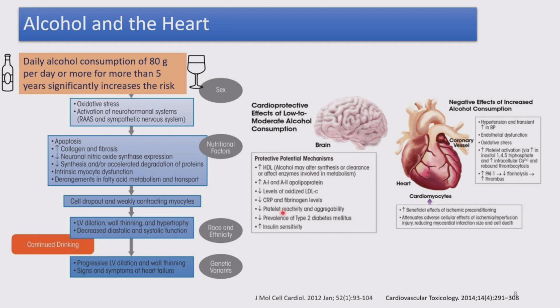There is a controversy regarding the protective role of alcohol in the heart, but the putative effect is due to increased HDL, reduction in CRP, reduction in platelet reactivity. However, this is controversial. What is well known is that alcohol consumption in excess can lead to sudden hypertension, endothelial dysfunction, oxidative stress, and activation of the PAI pathway. So this predisposes to increased thrombosis and sudden cardiac arrest.